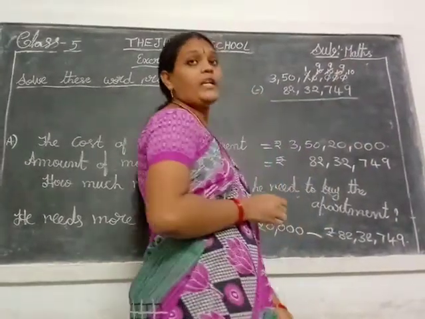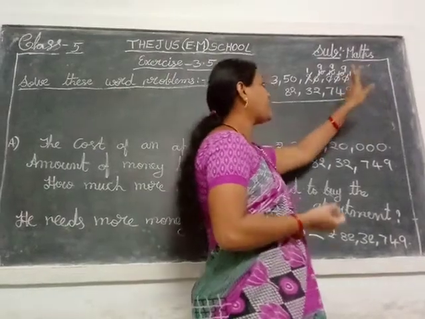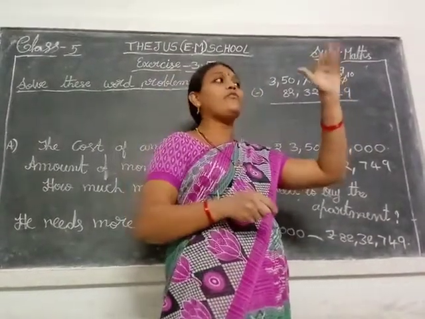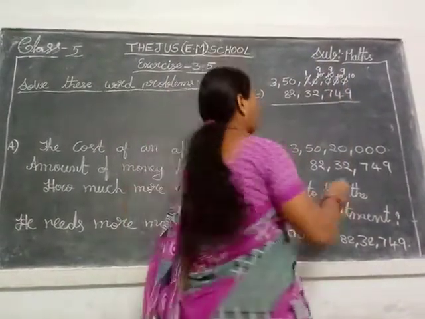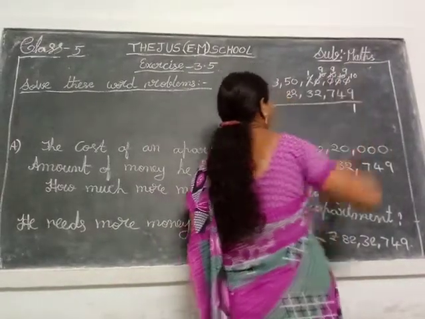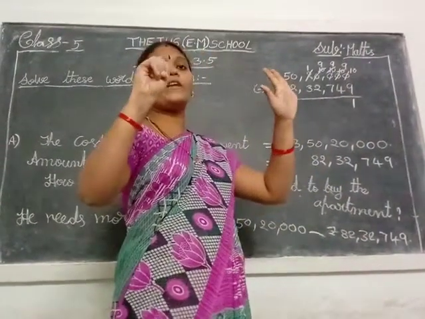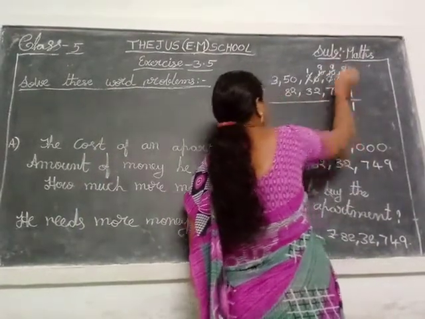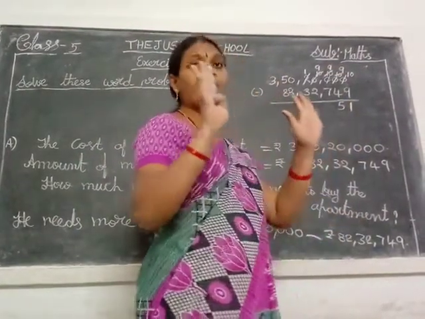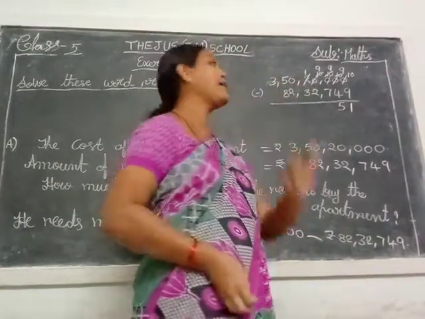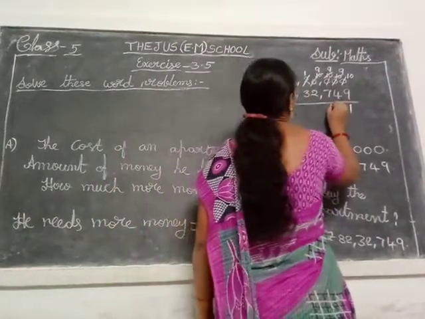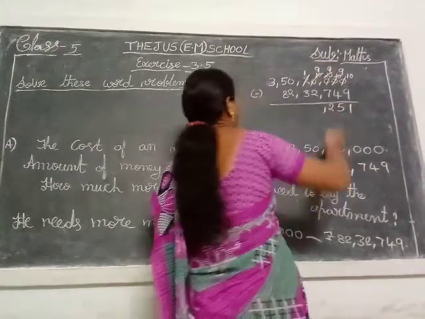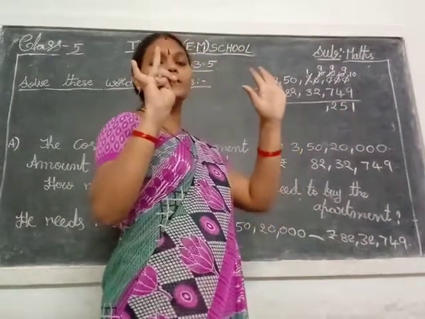Okay, children. Now take 9 fingers, close 9 fingers. 5, 4. Remaining 1. Take 9 fingers, close 4 fingers. Remaining 5. Take 9 fingers, close 7 fingers. 4, 5, 6, 7. Remaining 2. Take 9 fingers, close 2 fingers. Remaining 7.